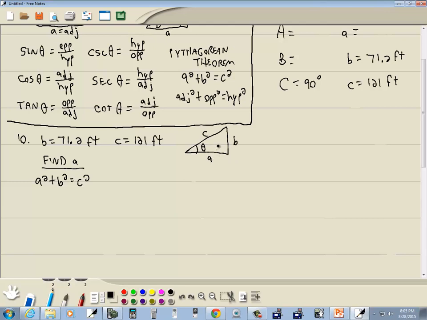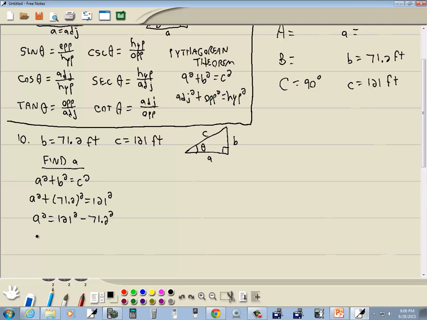And the Pythagorean Theorem says this side squared plus this side squared is equal to the hypotenuse squared. Okay, so A we don't know. So we got A squared plus B squared, which is 71.2 squared, is equal to C squared, which is 121 squared. So we got A squared is equal to, and I'll take that over, 121 squared minus 71.2 squared.